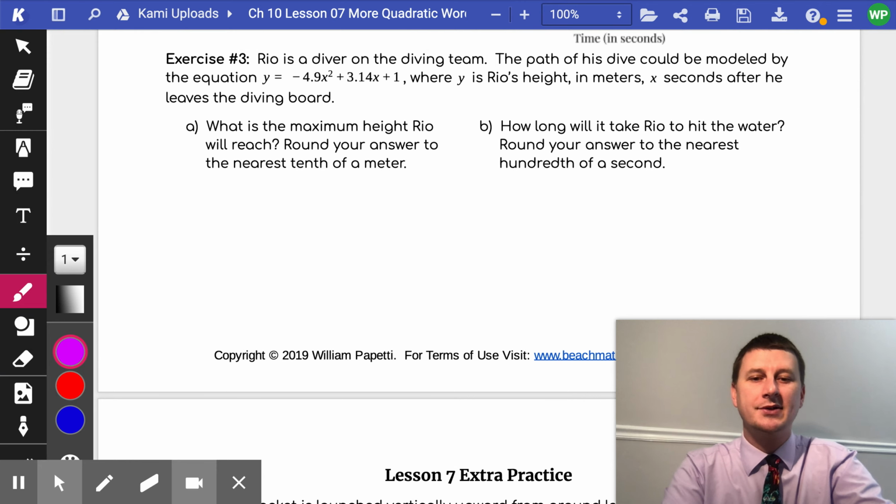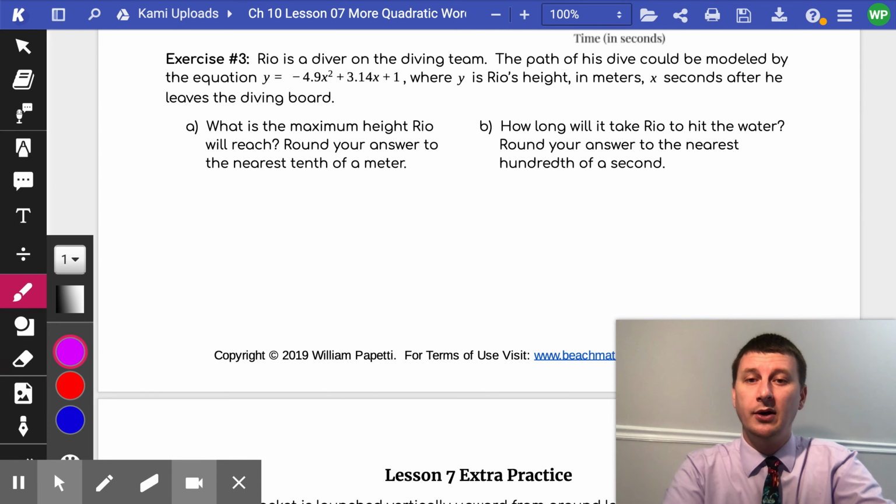Today we're going to be looking at exercise number 3 on lesson 7 in chapter 10 of your workbook. And again, if you don't have your workbook, that's awesome that you're here. I'm happy to have you. So let's take a look at exercise number 3 now. Finish off lesson 7 and chapter 10 as a whole.